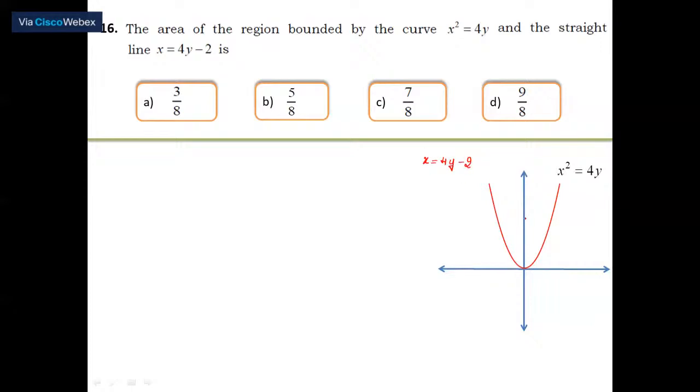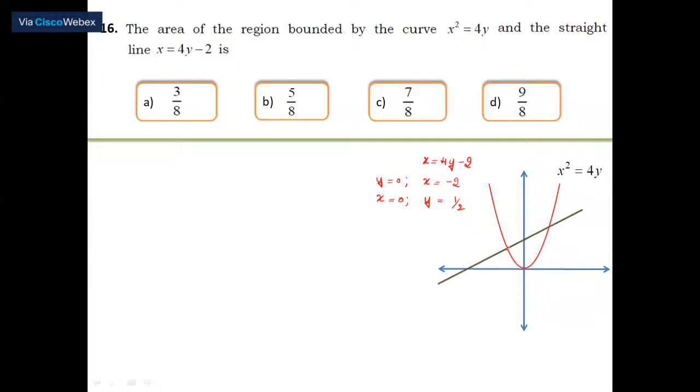And to consider this line on our xy plane, first to find the point on the x-axis, consider the value of y as 0. So we are going to get x as minus 2. And to find the point on the y-axis, consider x as 0. Then the value for y is 2 by 4, or 1 by 2. Therefore, the line x is equal to 4y minus 2 is the straight line joining the points minus 2 comma 0 and 0 comma 1 by 2.